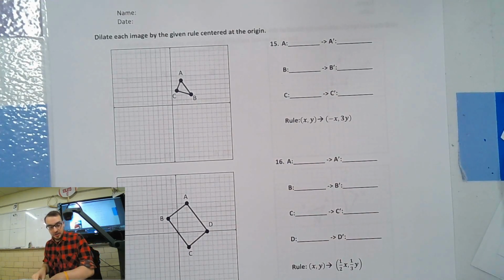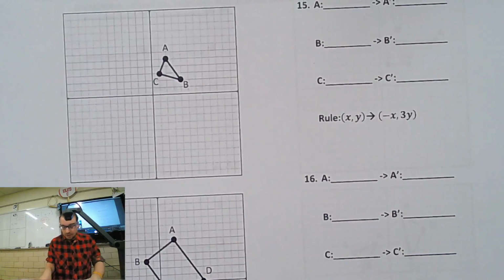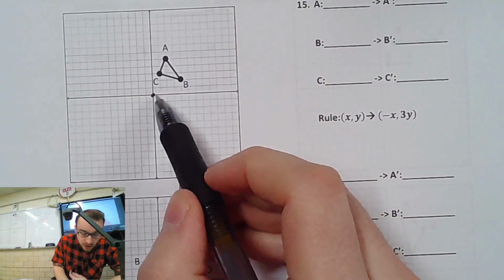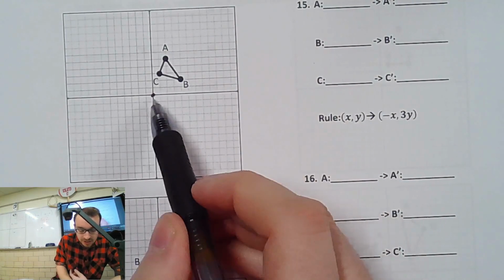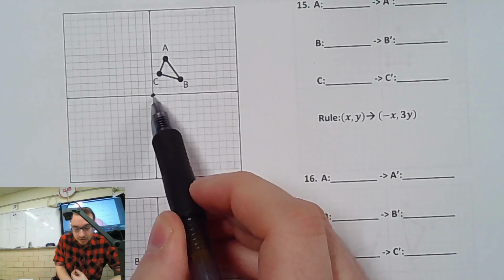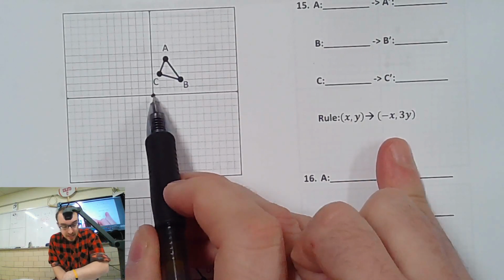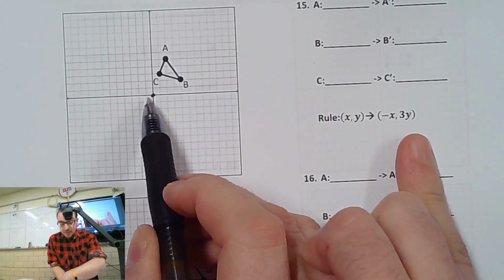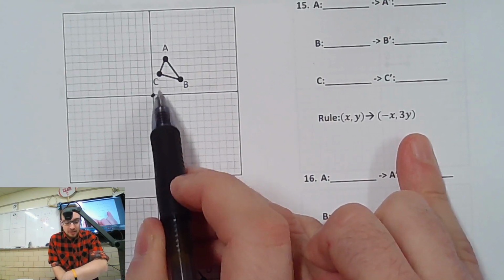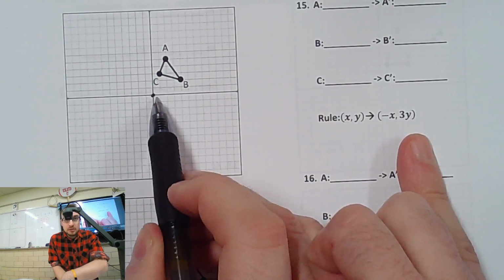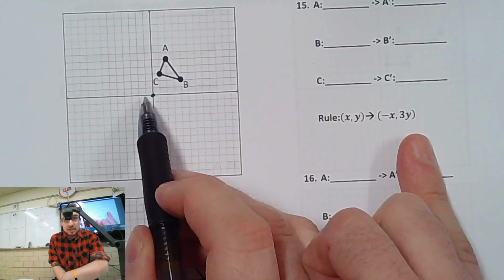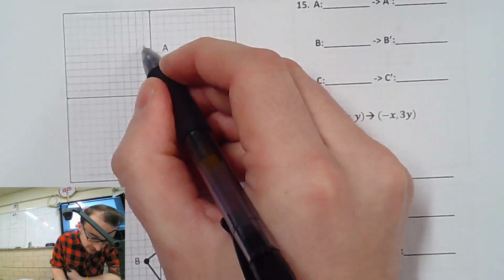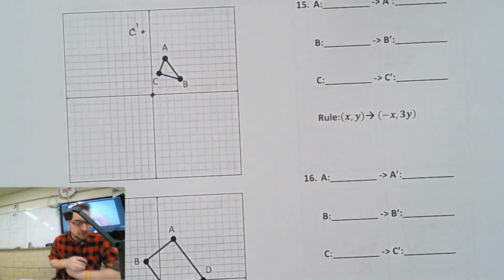So what is that going to do? Well, we're centered at the origin. That's what they said, right? How far is C away from the origin in the horizontal direction? It's 1. We're going to negate that. So it's going to be negative 1 away from it now. You with me? Then it says times the y by 3. How far is C away vertically from the origin? 3. So when we times it by 3, how far is it going to be away? 9. All right. 1, 2, 3, 4, 5, 6, 7, 8, 9. C prime is there now. You dig?